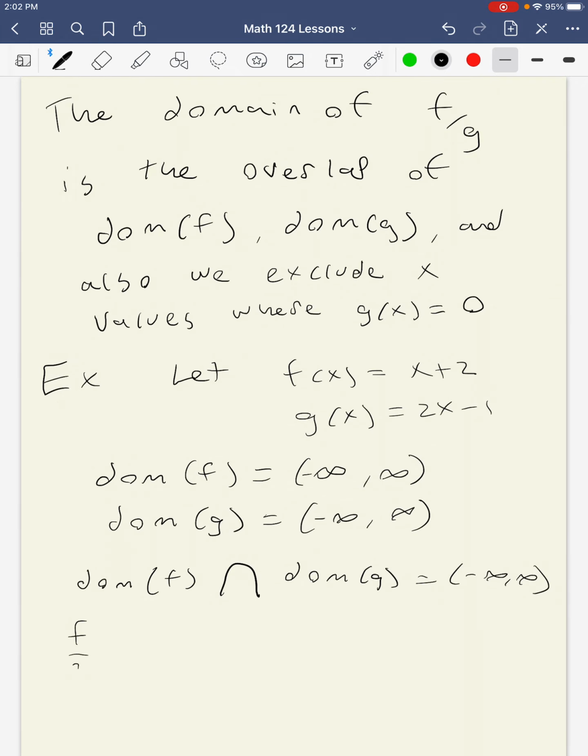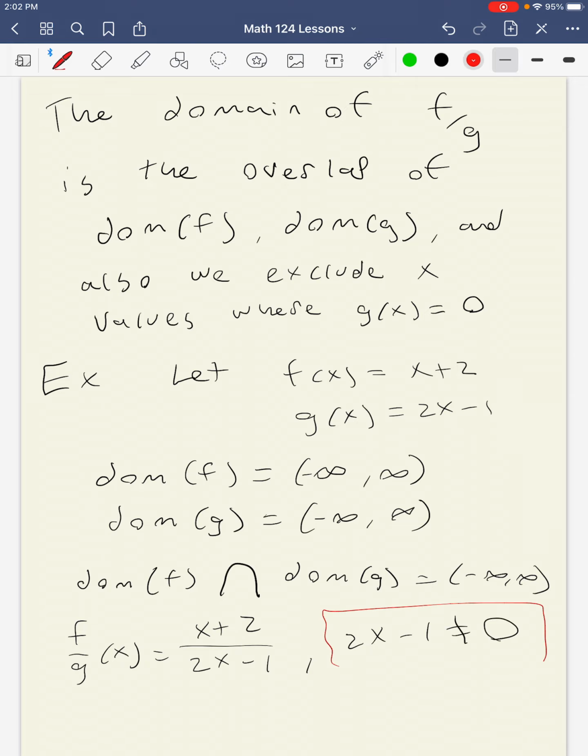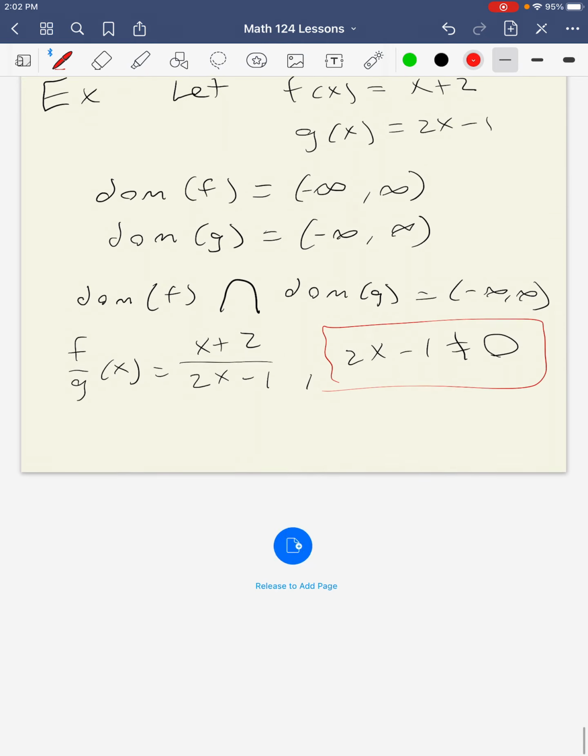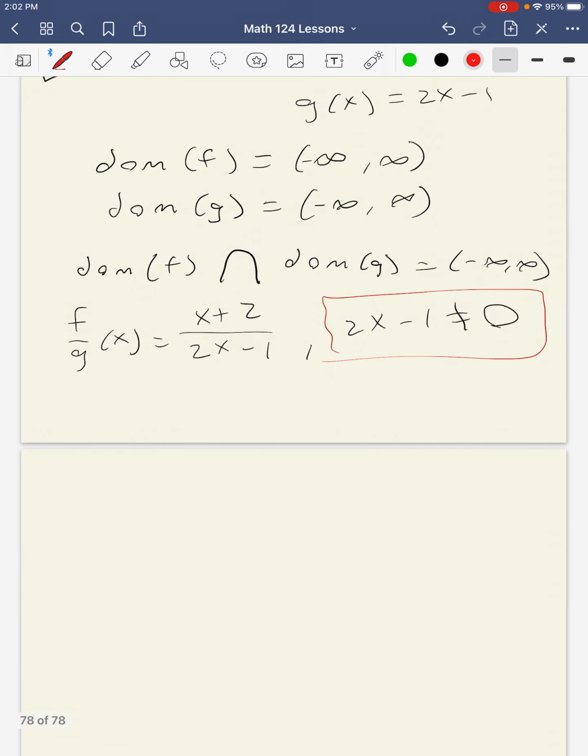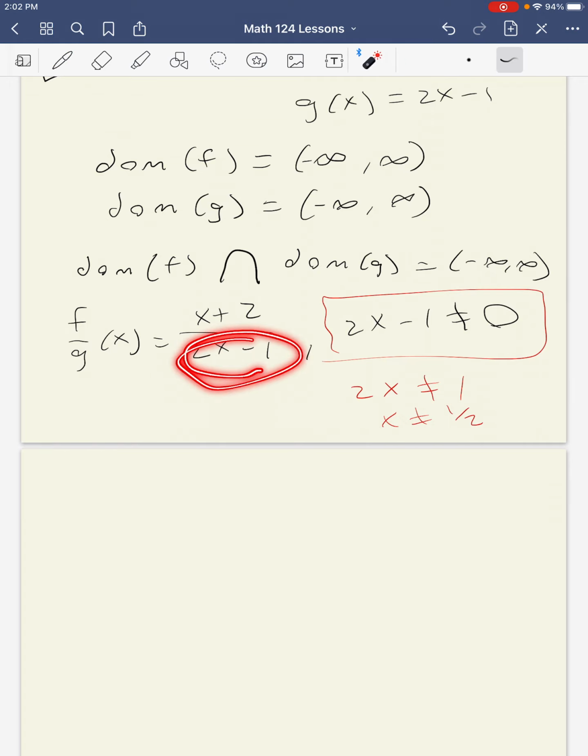However, when we do f divided by g, we do the f on top, the g on bottom. So now we add the extra condition that the bottom can never equal 0. So now we have an extra condition. Right, so if I simplify this condition, that's 2x can never equal 1, x can never equal 1/2. Right, because if I plugged in 1/2 here on the bottom, we'd get 0 on the bottom, and that's not allowed, it's undefined.